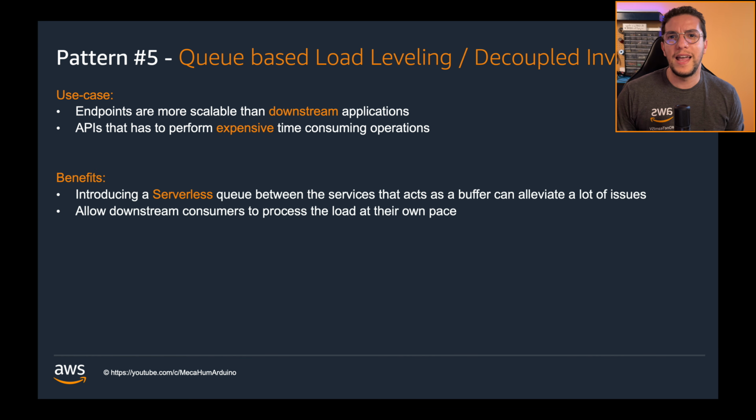Introducing a serverless queue between the services can act as a buffer, and it can alleviate a lot of concerns, right? So we go back to our first example. Your front end is super fast, your back end is not quite there yet, which is the classic fast producer, slow consumer problem. And you want to make sure your application can sustain the load that is coming in by buffering all these requests and not losing them. And it also gives the benefit to the downstream consumers to process the incoming requests at their own pace.